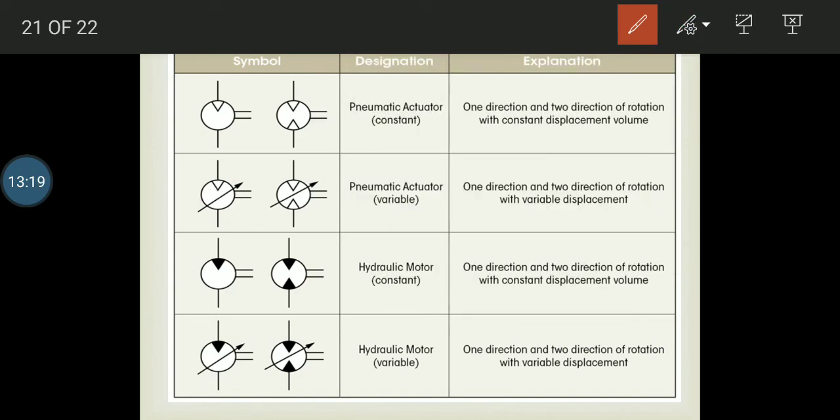So when anyone asks me about the symbol of the variable single acting displacement pump, pneumatic in nature, I should be able to draw this one, because it is variable in nature, pneumatic and single acting also. This one is related to the hydraulic because the arrow is filled, and it also has a cutting arrow or inclined arrow which depicts that it is variable in nature.